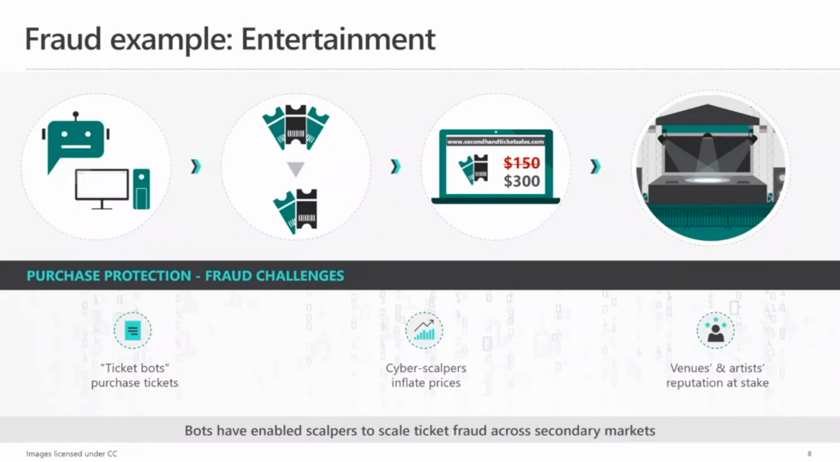The other example that we have is in the entertainment space. The simplest example here would be, say, a new rock concert goes on sale, and you see 30 seconds later all the tickets are sold out. And then 2 hours later, most of those tickets show up again on a secondary market at another website at 4 times the price.